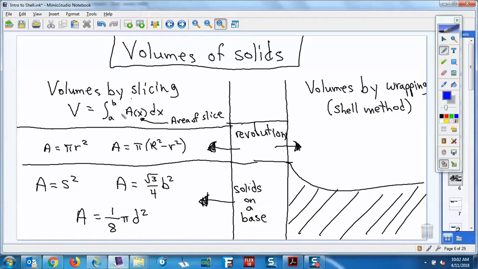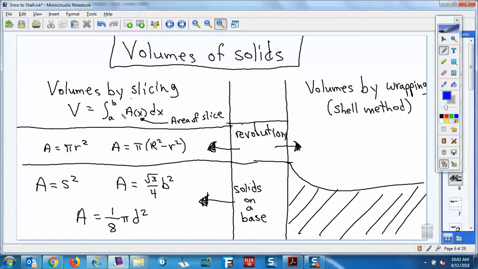And that's why I've got this shaded out over here. There is no alternate method for the solids on a base. You just do them by slices, and you do them the way we've been doing it. Okay? So if you have a problem where you're taking a region and revolving it, we're going to look at an alternate way of doing it.